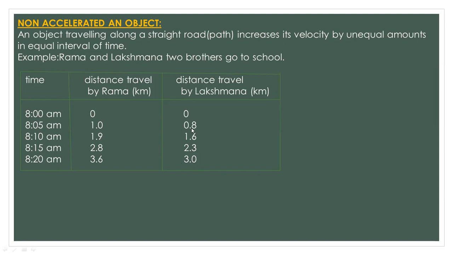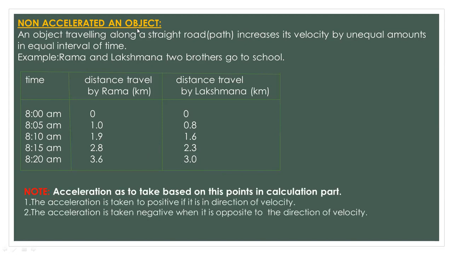But here, looking at the distance, you can observe they are covering unequal distances. So it is indicating non-accelerated objects. Okay, students, from this we want to study more about these things. So here we have to make an important note: acceleration has to be taken based on these points in the calculation part. It means these two points play a major role while you are calculating the acceleration in problems.